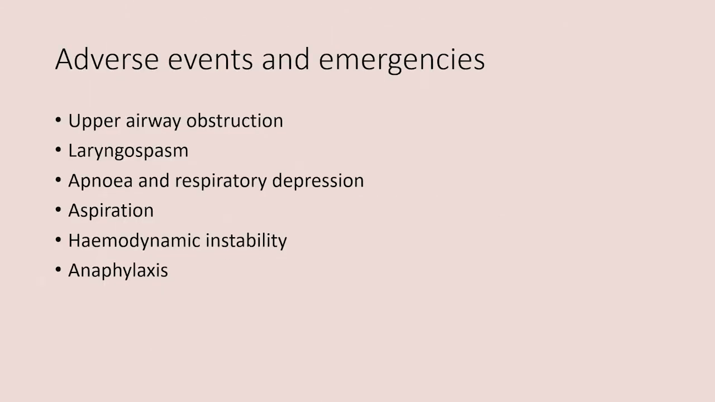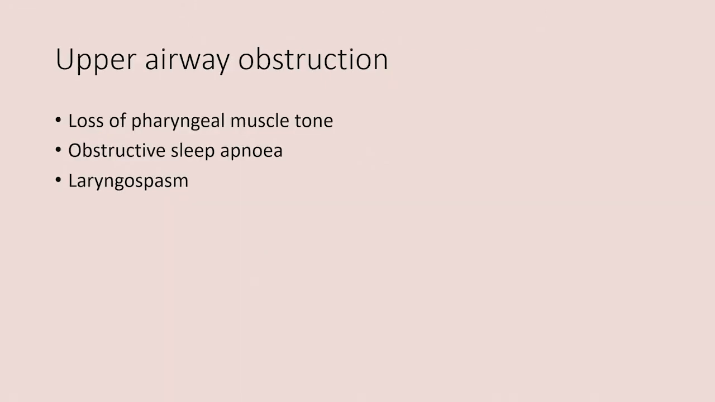And so what adverse events can happen during or after the sedation period? All of these are actually quite important ones. Those include upper airway obstruction, laryngospasm, apnea and respiratory depression, aspiration, hemodynamic instability, and anaphylaxis. And let us go through them one by one. So let us look at the upper airway obstruction and laryngospasm first.